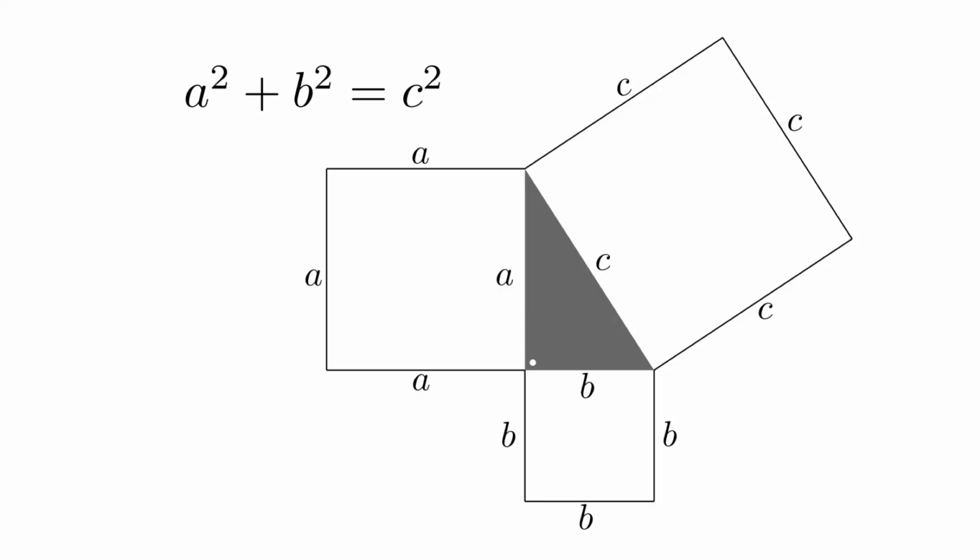Most people are familiar with the Pythagorean theorem. Discovered around 500 BC by the Greek mathematician Pythagoras, this theorem states that the sum of the squares of a right triangle equals the square of the hypotenuse.